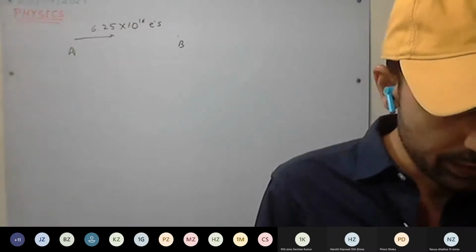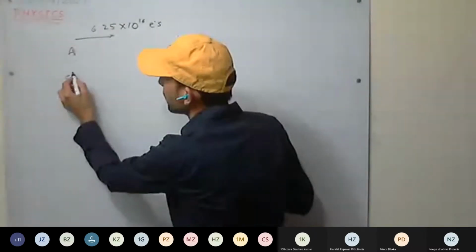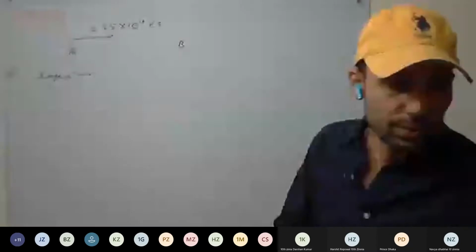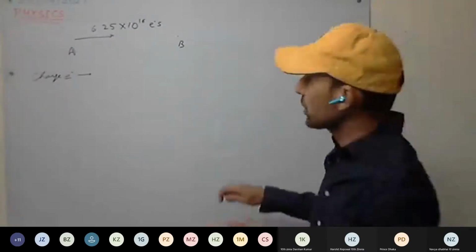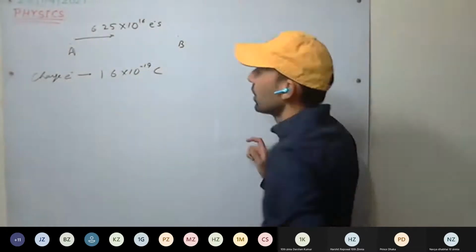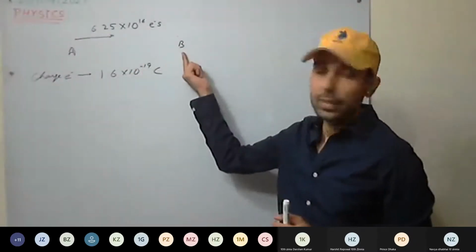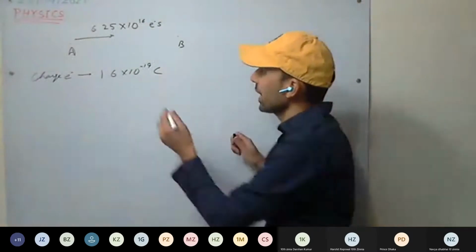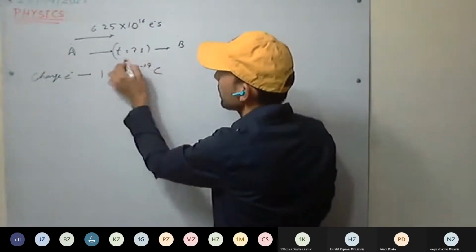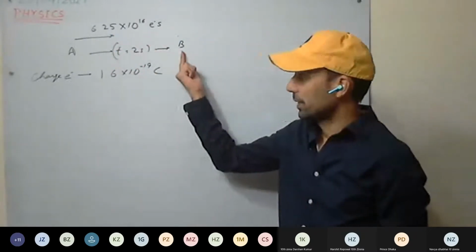Where the charge carried by each electron is 1.6 into 10 raised to power minus 19 coulomb. So we have to measure the current between A and B. How much current is flowing, and the time taken is how much? 2 seconds. That is, in 2 seconds, these many electrons flow from A to B.